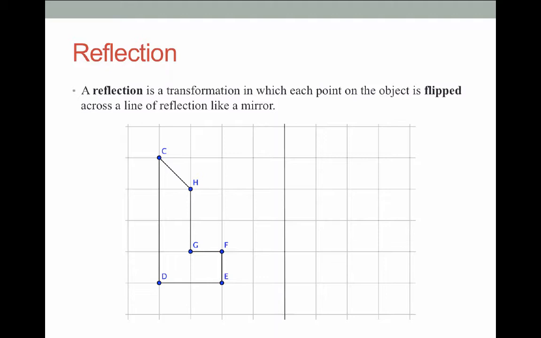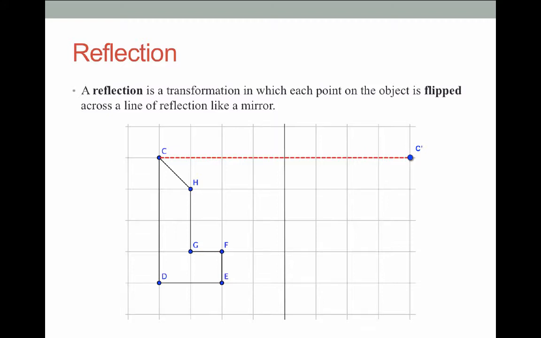We're going to reflect this picture in the line of reflection in the middle of the screen. Now what I notice is that C is 4 boxes away from the line of reflection, which means that the reflection of that point C is also going to be 4 boxes away, but in the other direction. We denote the reflection as C dash. So this point is reflected in that line of reflection.